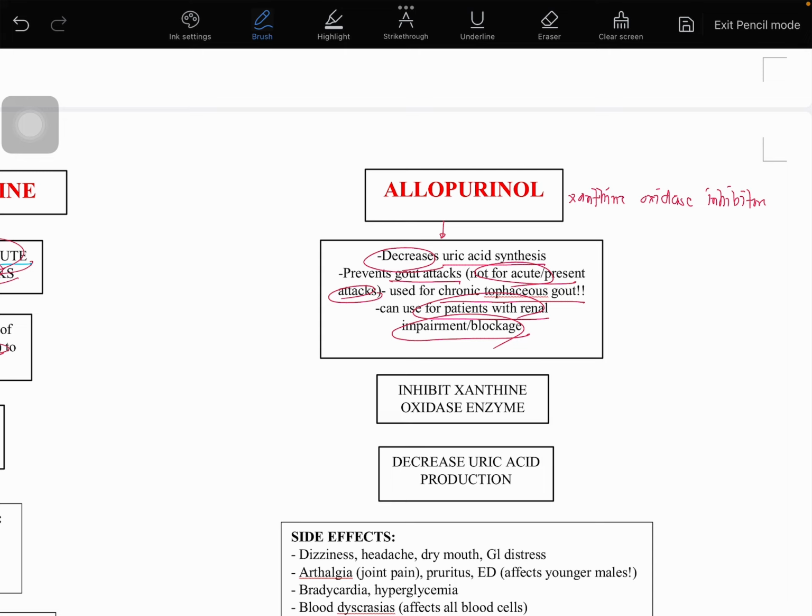Okay, kasi kapag nagkaroon ka ng problem with your stones or nagkaroon ng formation ng mga stones natin, that is your lithiasis, no? So kapag ganun, pag nagkaroon ka ng urolithiasis, you can actually use your allopurinol para ma-break natin yung mga stones na form for them to be excreted in our body. Okay, that is your allopurinol.